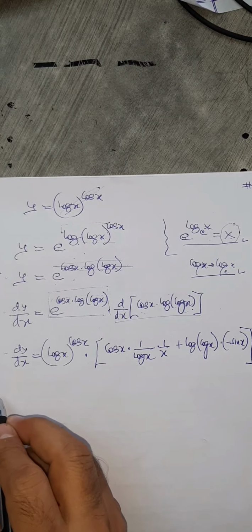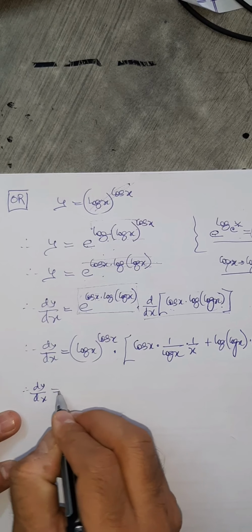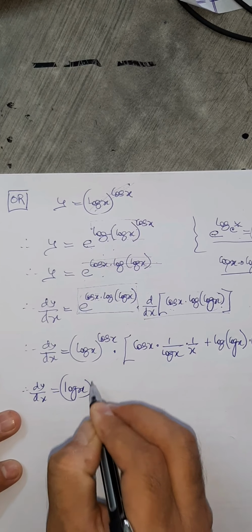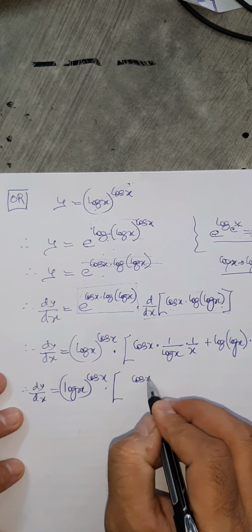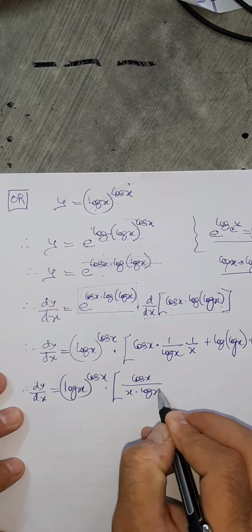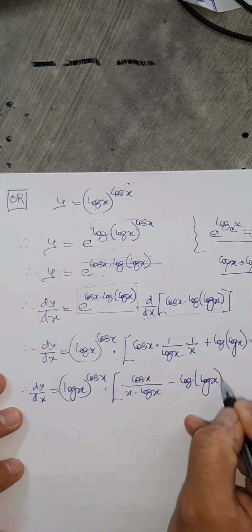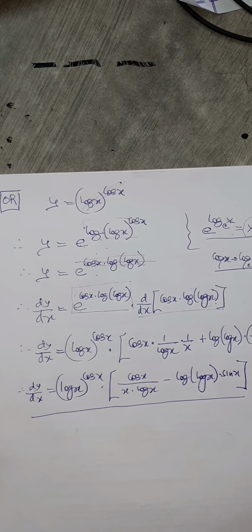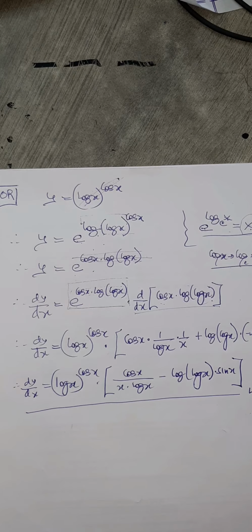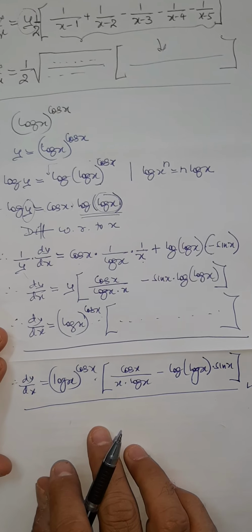So finally, here we are getting dy by dx equals (log x) the whole raised to cos x into, just copy this expression, cos x upon x into log x plus, minus minus, log of log x into sin x. This is your answer. You are getting the same answer. Just compare with the previous answer. The answer would be the same. If you compare these two, you are getting the same answer.